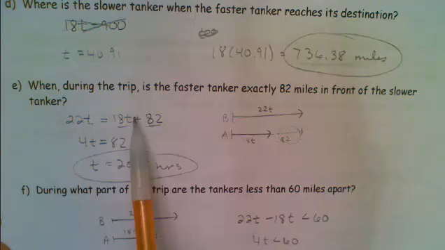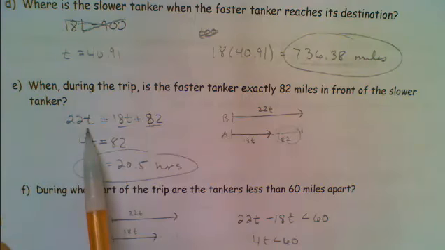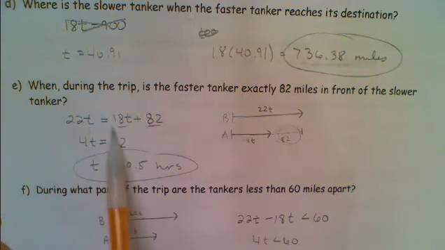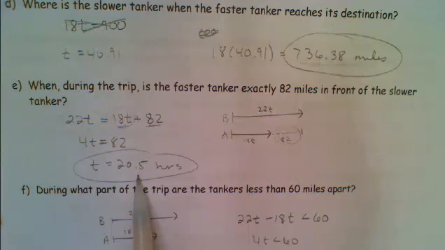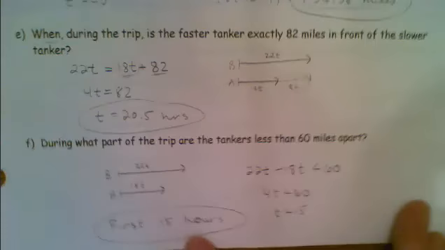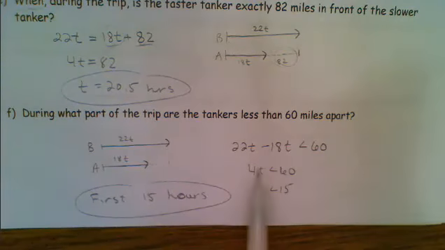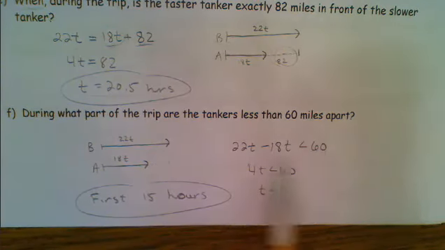So I set the distance the faster tanker went equal to the distance of the slower one plus 82, and I solved that and got 20.5 hours. It just asked me when, it didn't say where, so that is my answer in time. And then F says, during what part of the trip were the tankers less than 60 miles apart?